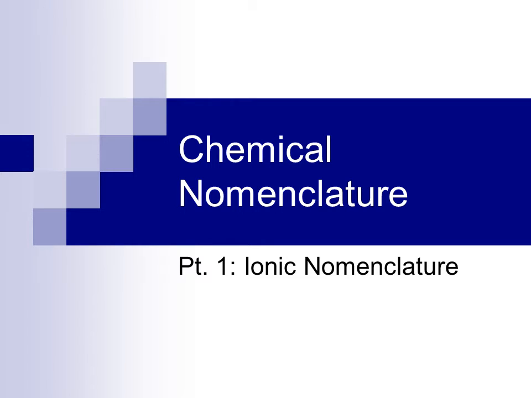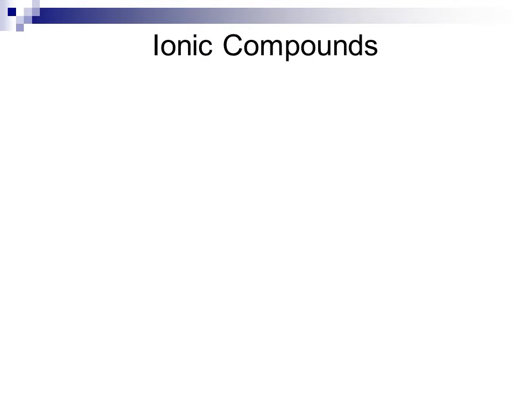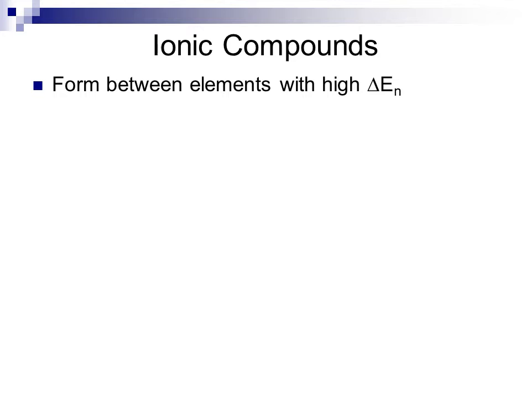Chemical nomenclature, the means by which we are going to actually name and talk about different compounds. We'll start with part 1, ionic nomenclature.